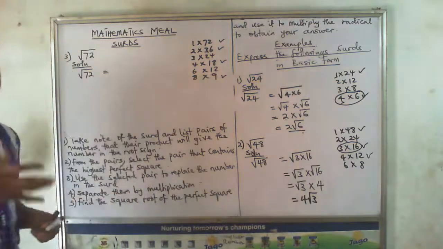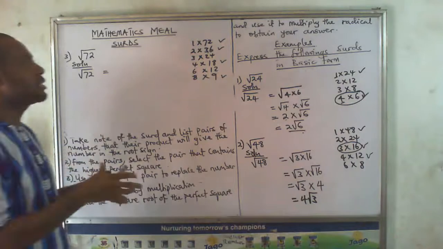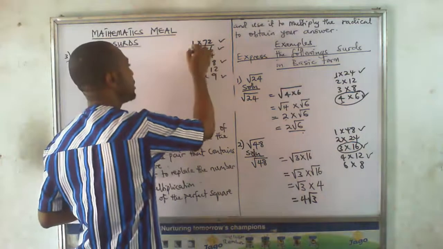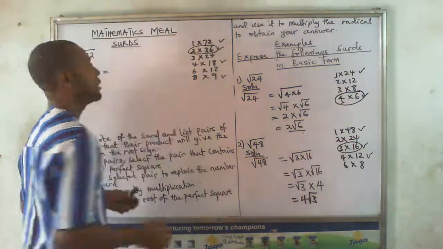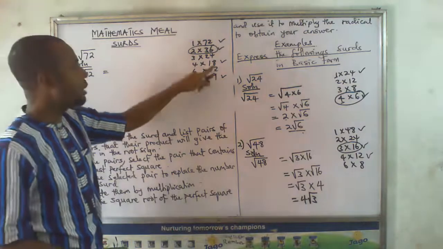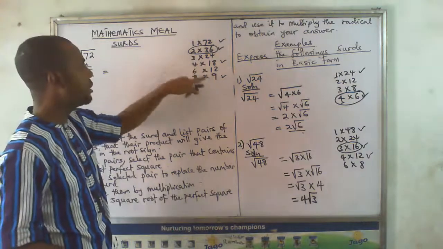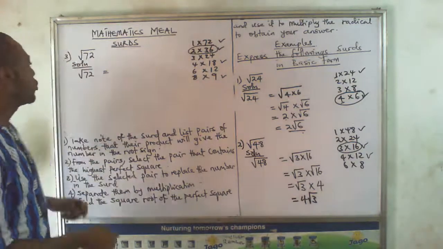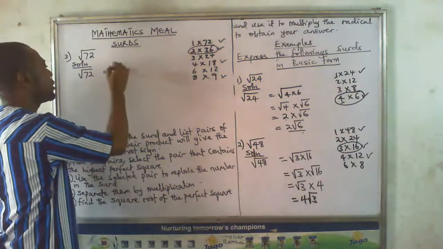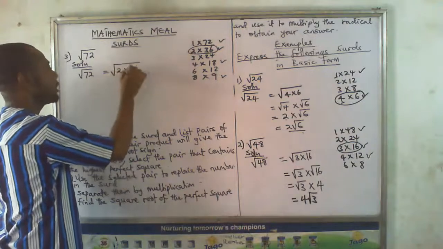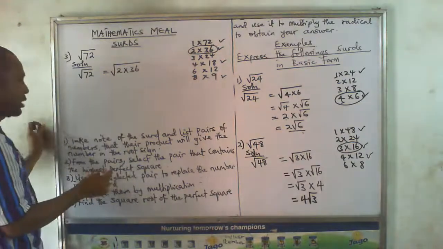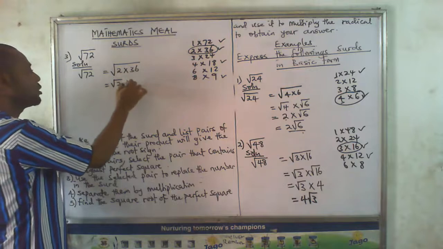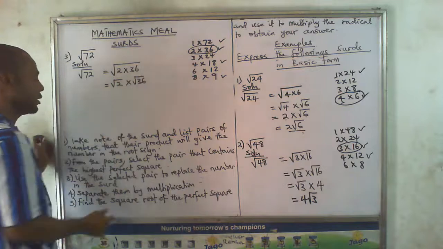But we say the pair that contains the highest perfect square, and that pair is this one. 36 is higher than any other perfect square here, bigger than 4 and bigger than 1. So we use the pair to replace it. We are going to have 2 times 36. Then separate them by multiplication. We have root 2 times root 36.